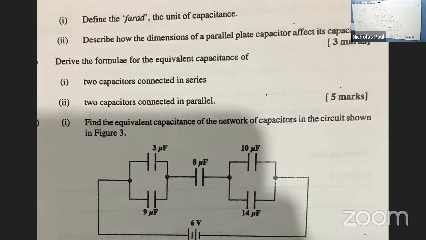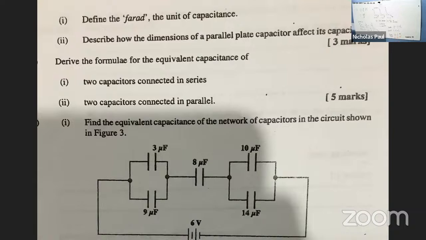So what would you say about capacitance and cross-sectional area? Directly related. And the distance between the plates is inversely related to the capacitance, right? So basically you're taking the formula and putting it in words.